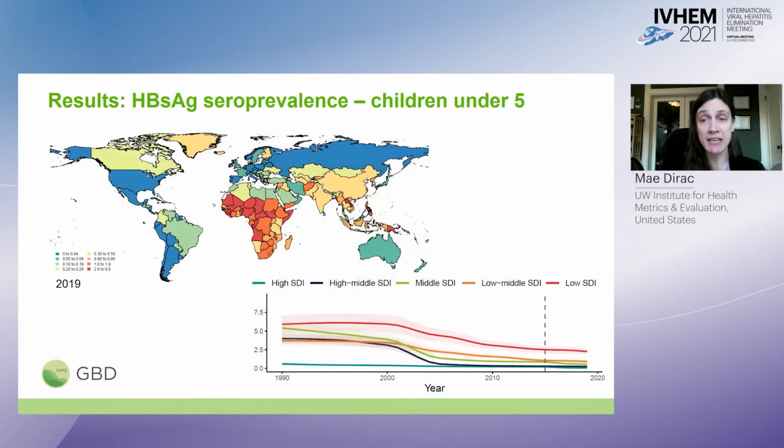I'm going to turn my attention now to the new case targets as expressed as proxy targets of hepatitis B surface antigen seroprevalence in children under 5. The upper left again shows results for 2019, with blue being the lowest prevalence countries and red the highest, again in children under 5. And the bottom right shows progress over time from 1990 to 2019. The vertical dashed line represents the 2015 baseline for elimination targets, and the colors represent countries by different levels of sociodemographic index.